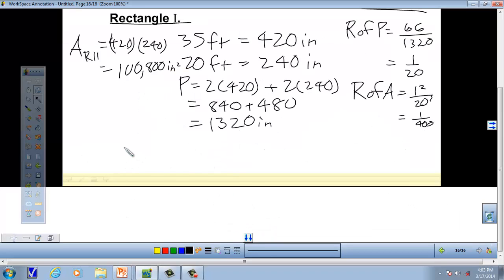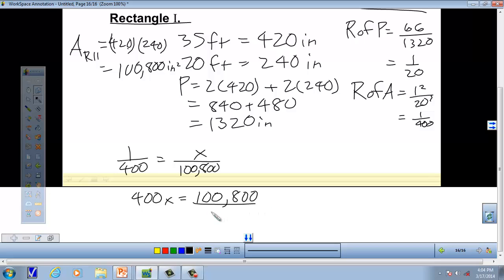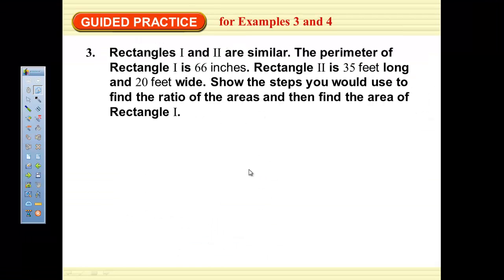So now we've got our 1 to 400, where the bigger one is 100,800, and the smaller one is the one we want to know. So that's going to end up giving us 400x is equal to 100,800. We're going to divide both sides by 400. And we're going to end up with 252 square inches. Okay? Whew, bit of a mess there, but it's okay.